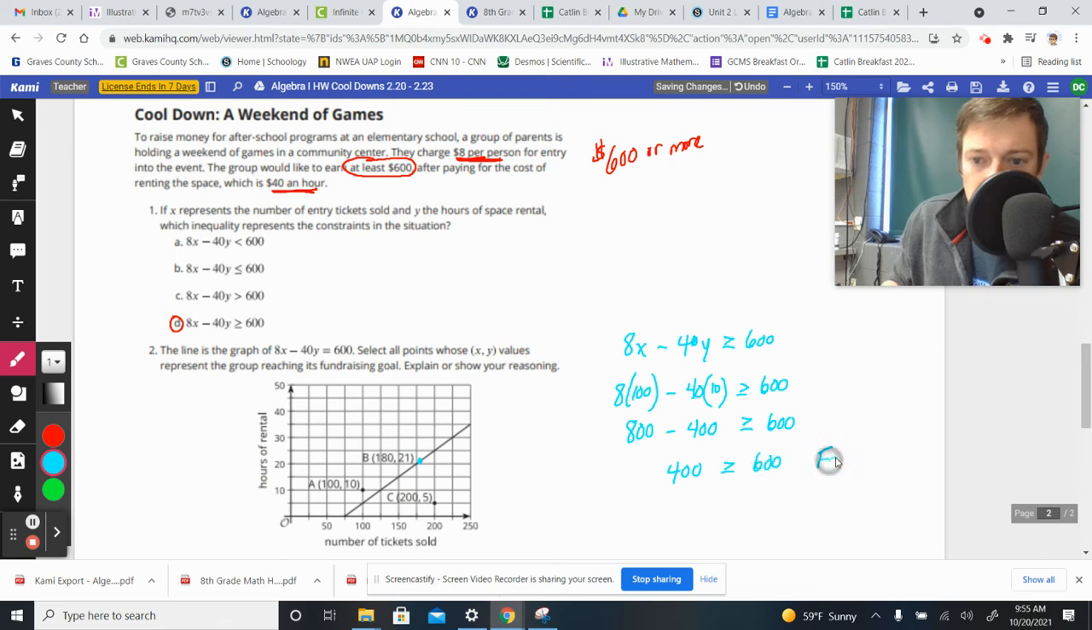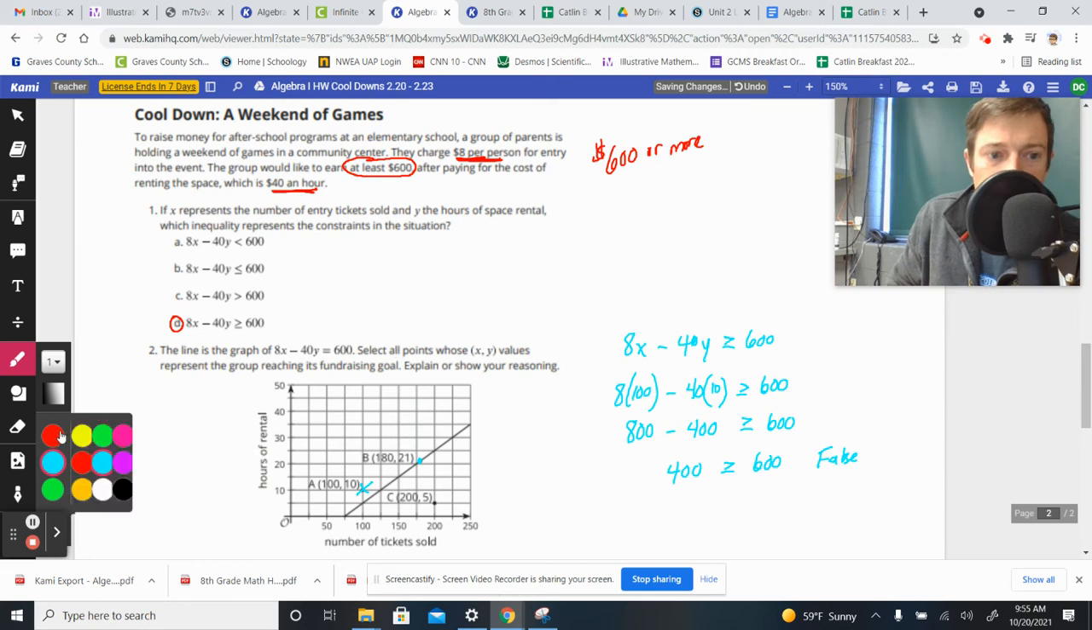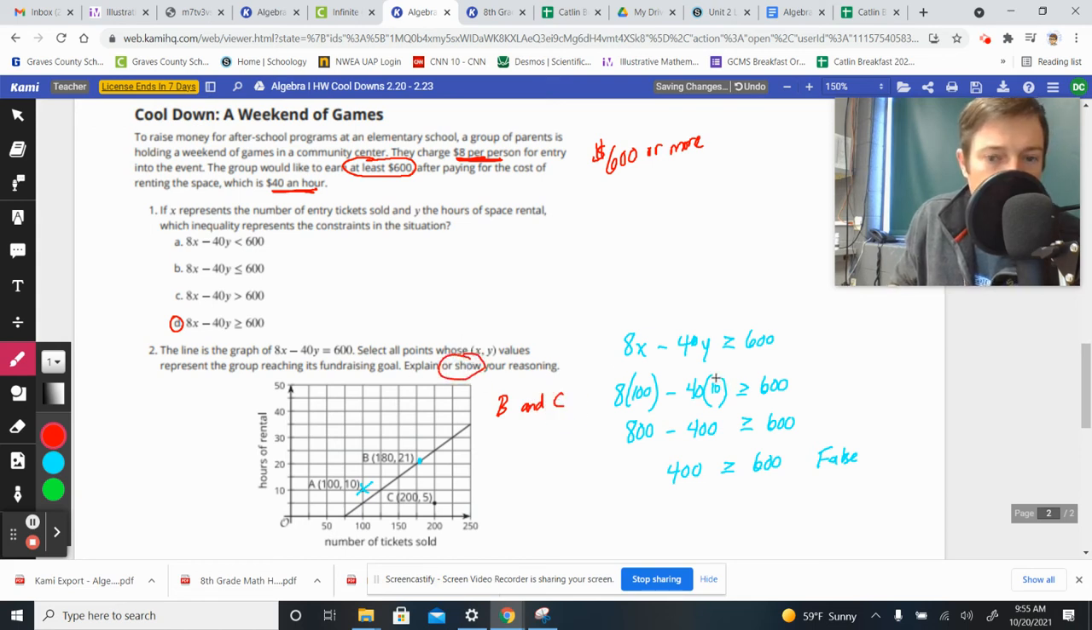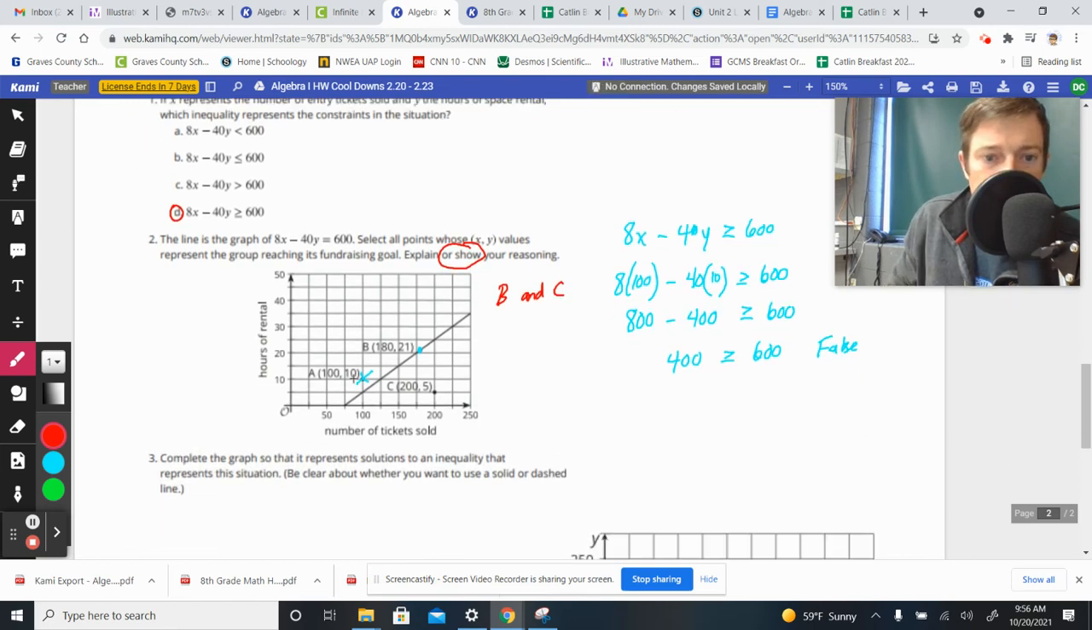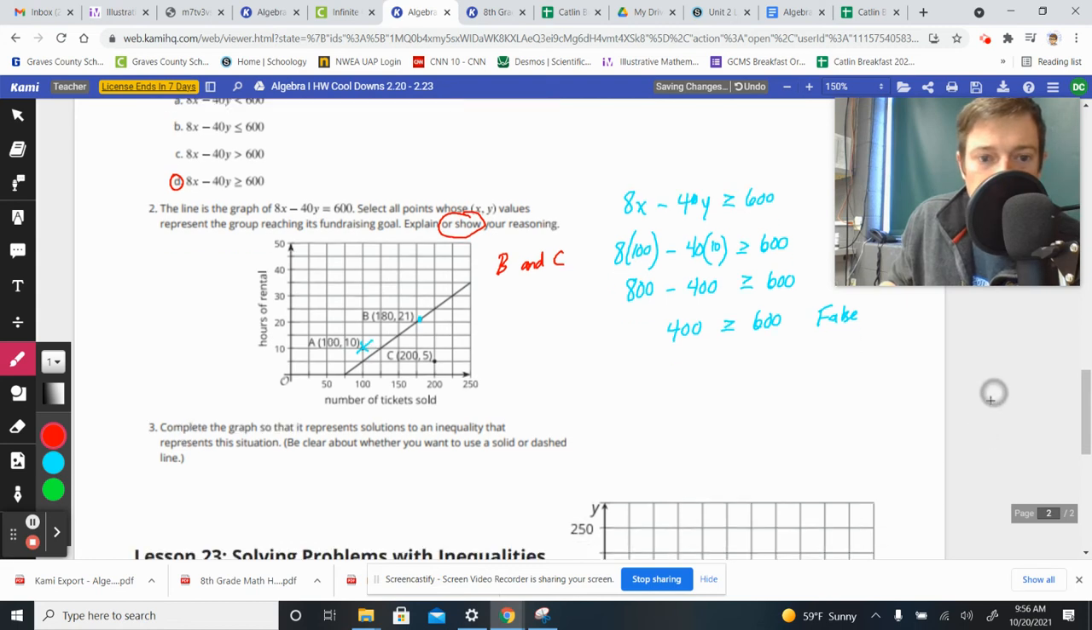A false statement for one of the dots that you check means that we know that side is not the side to be shaded. So the ones that we want to select here are B and C. It says explain or show. I feel like we've done a good job of showing over here why that's not going to work. We can move on to the other ones because if A doesn't work, C is going to work, and B is on the line and it equals $600. So we don't have to test that one out.